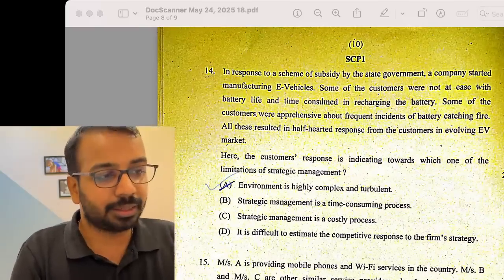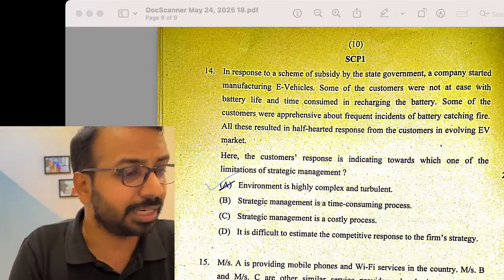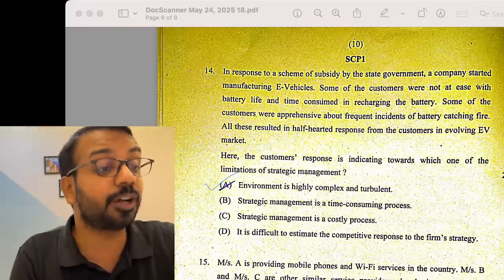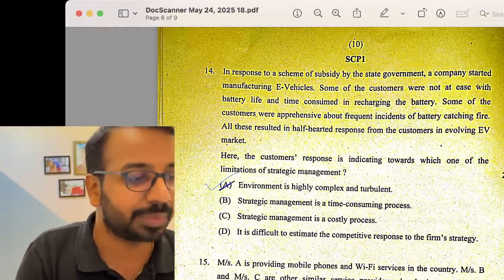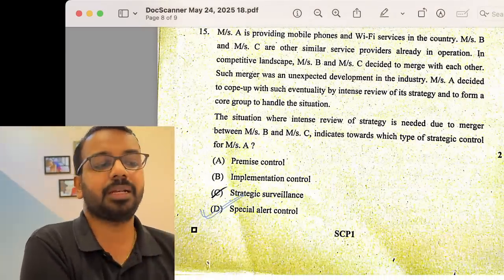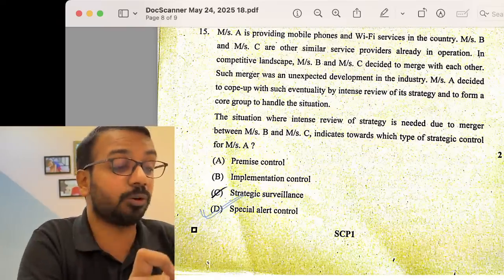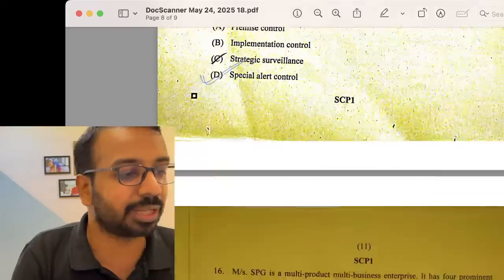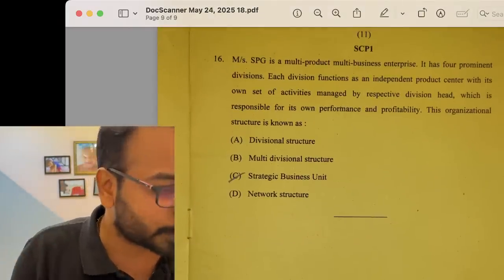The 14th one: if the customers are not accepting EVs, it is not that strategic management is time consuming, or a costly process, or that it is difficult to estimate the competitive response. So the only option that remains is option E. The 15th one is special alert control. Unexpected mergers and acquisitions are given in the notes as an example of special alert control. And the last one is an SBU, a standard thing.